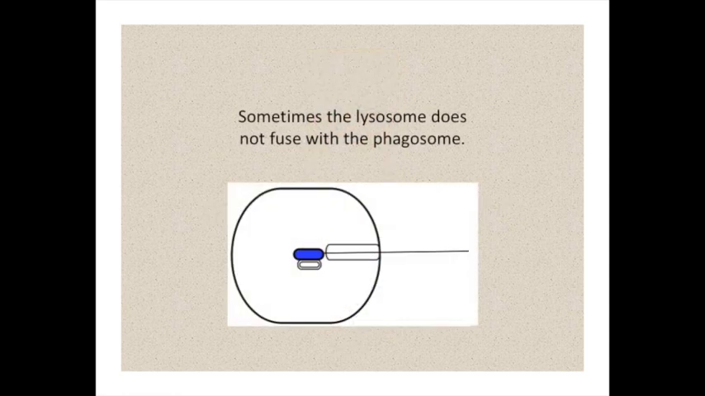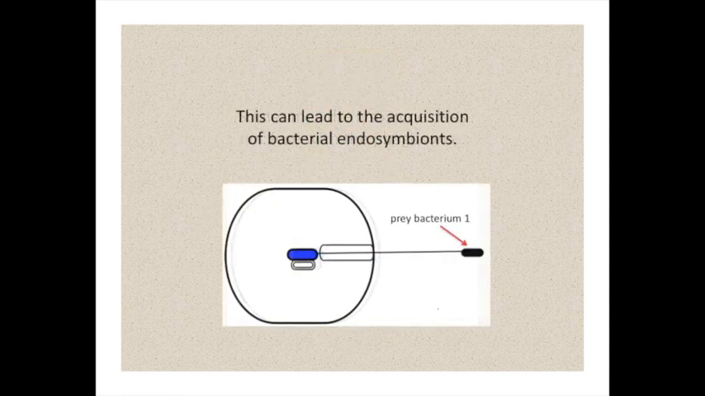Sometimes the lysosome does not fuse with the phagosome. This can lead to the acquisition of bacterial endosymbionts. An endosymbiont is a living organism that lives inside of another organism, inside its cells, not just its body. And they coexist together, and they actually work together to create a new kind of organism.